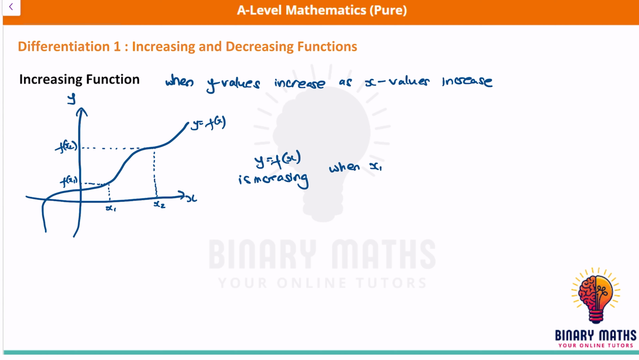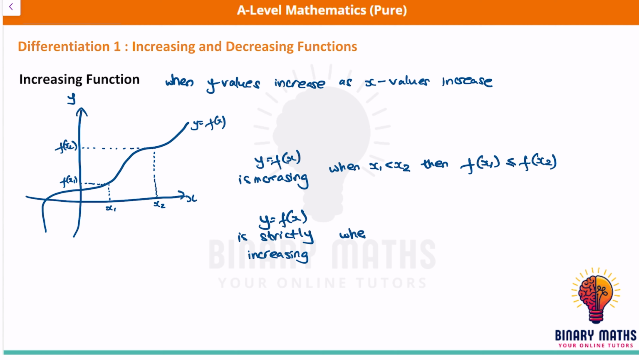when x1 is less than x2, then f of x1 is less than or equal to f of x2. So basically, it's allowed to be equal as well. Now, y is equal to f of x is strictly increasing when x1 is less than x2, then it's a strict inequality. So f of x1 is less than f of x2.